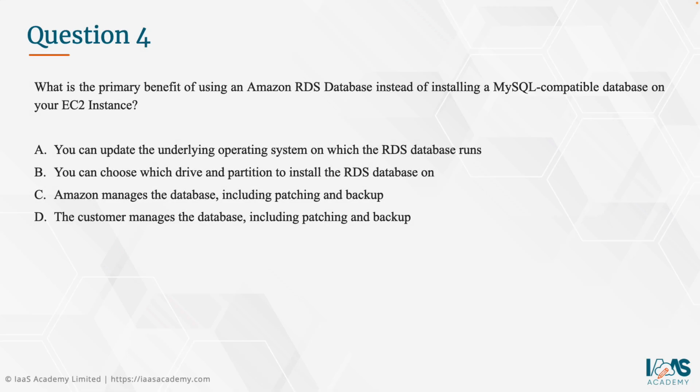Okay, so question number 4 is, what is the primary benefit of using an Amazon RDS database instead of installing a MySQL compatible database on your EC2 instances? Key phrases here are, we're looking for the primary benefit of using an RDS database versus installing a MySQL compatible database on your EC2 instance. Okay, so AWS RDS is a managed database service on which you can deploy a MySQL engine database to support and host your application data. Or you could install a MySQL compatible database on an EC2 instance that you have to manage.